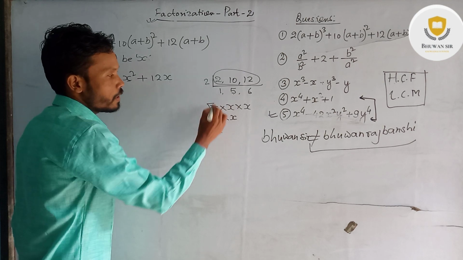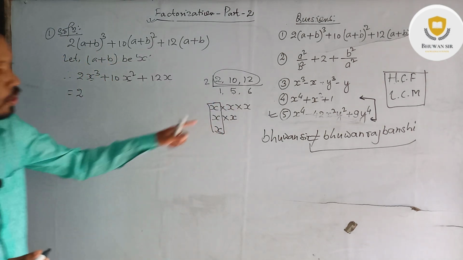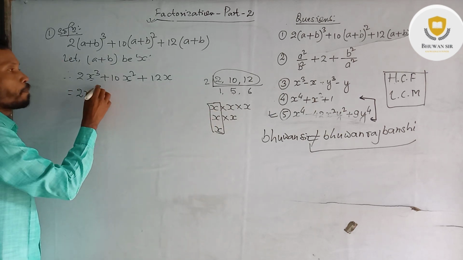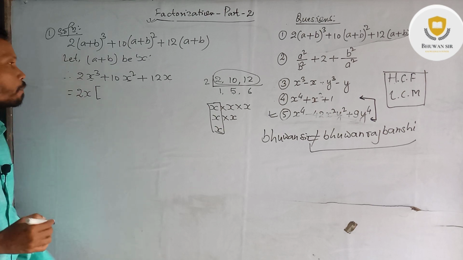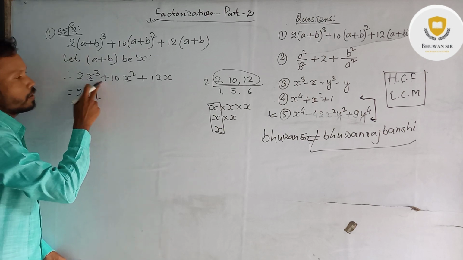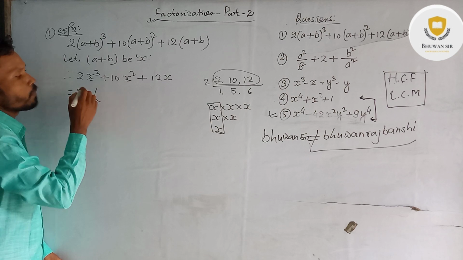Now see the similarity in all. The similarity which you have seen in all is x. So x can be taken as common here. Now the remaining portion you can write inside the bracket, whether you use a square bracket or a small bracket. You can write a small bracket as well.